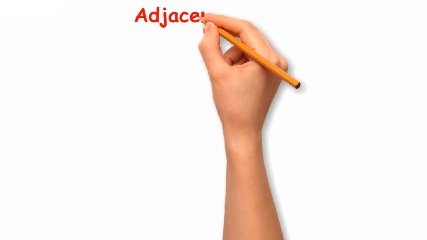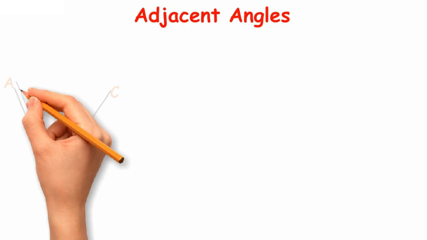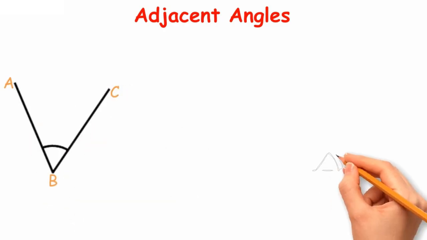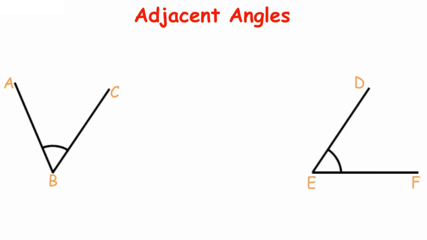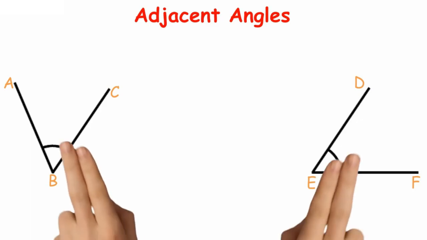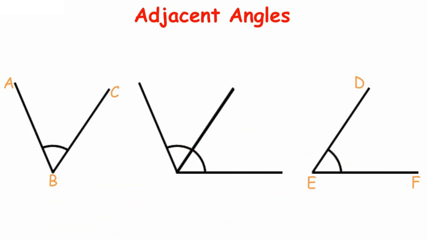In the previous video, we have learned types of angles. Today, we are going to learn adjacent angles. Let's have two angles, angle ABC and angle DEF. If we combine these two angles, it is called adjacent angles.